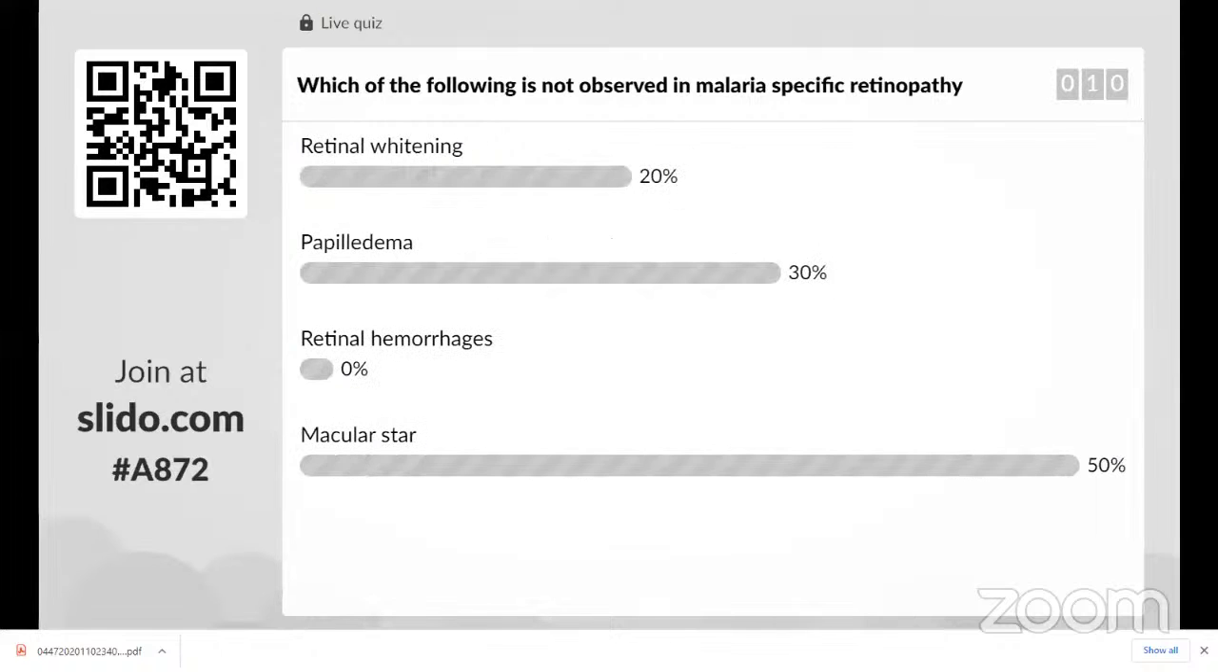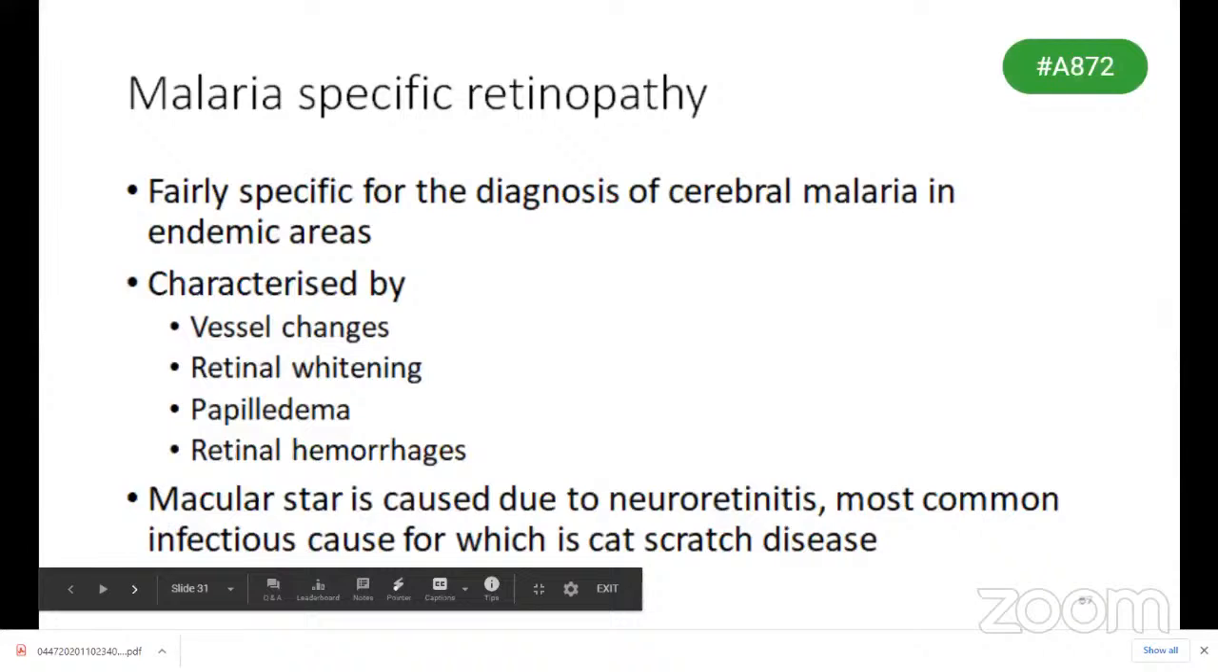The correct answer indeed is macular star. Macular star is a condition which is not seen with malaria-specific retinopathy. So malaria-specific retinopathy is a fairly specific disease for the diagnosis of malaria in the endemic areas.